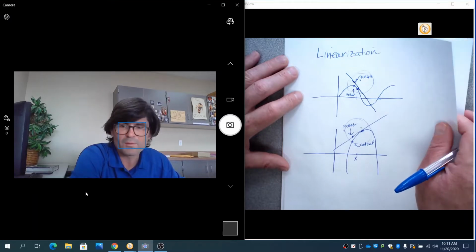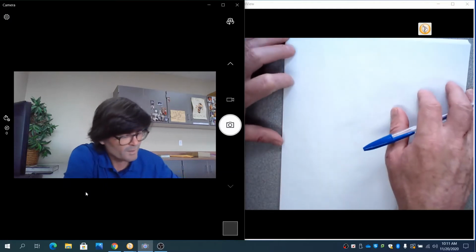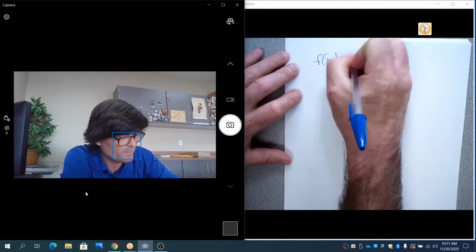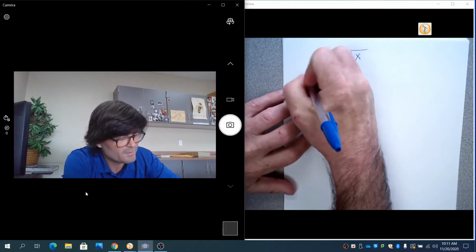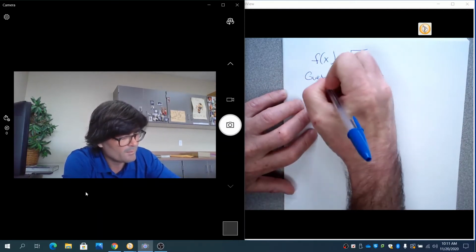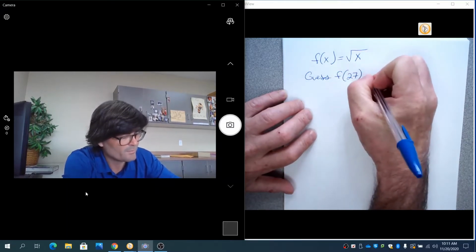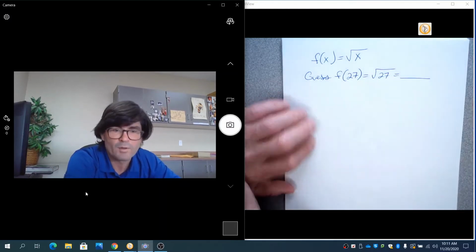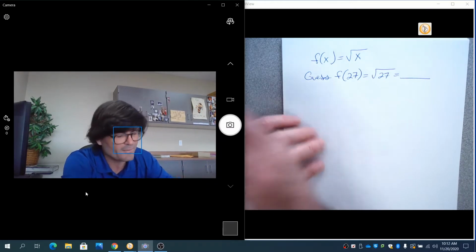So I'm going to work through this with a square root function. We're going to just take the function square root of x, and I want to guess the square root of 27. I'm going to guess what that is, and we'll look at the comparison to the actual afterwards. But here's the idea.